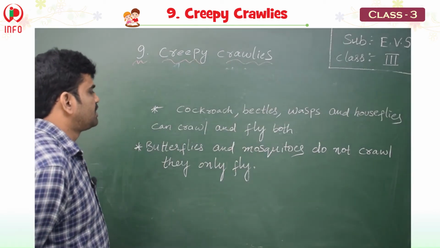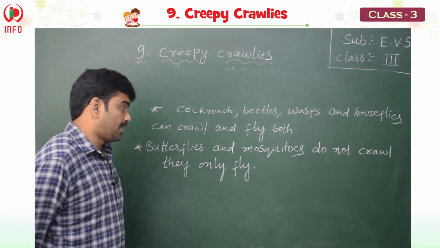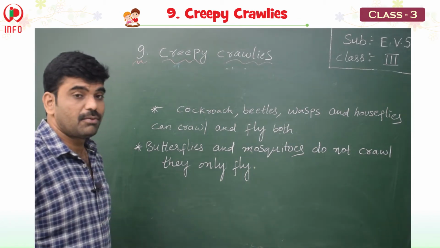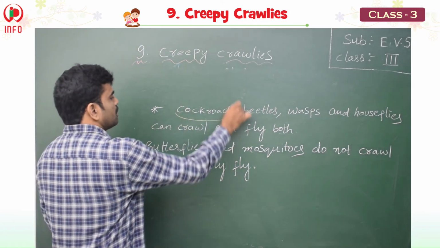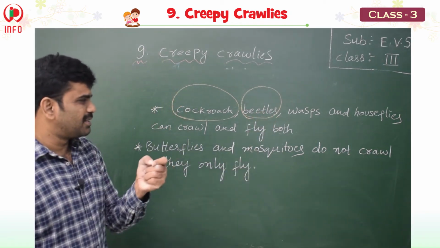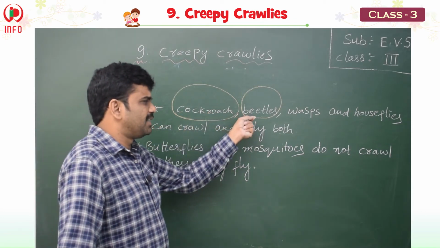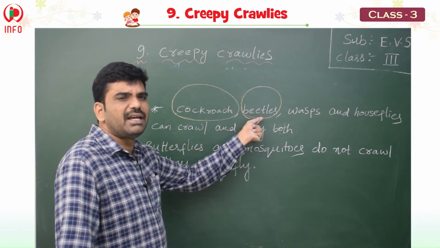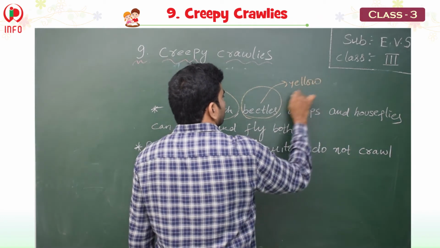Children, now let's see the insects which fly and crawl both, and the insects which do not crawl, only fly. See, these are the set of insects: cockroach, beetles. Beetles are small insects which have a very thin waist, and they are usually yellow in color.